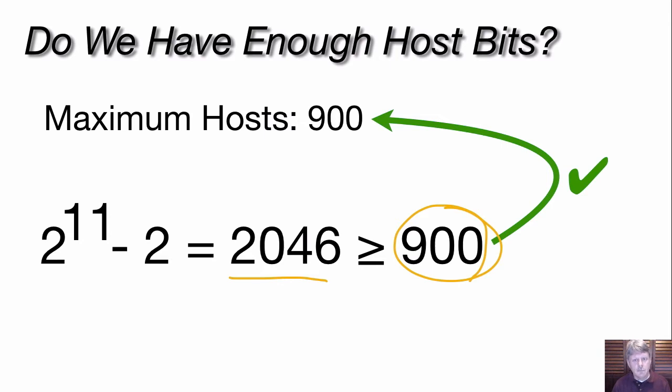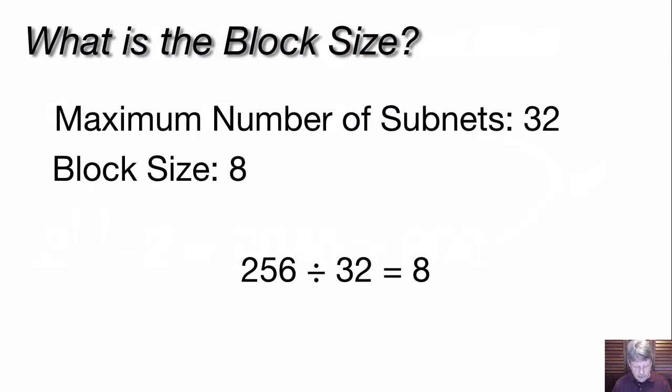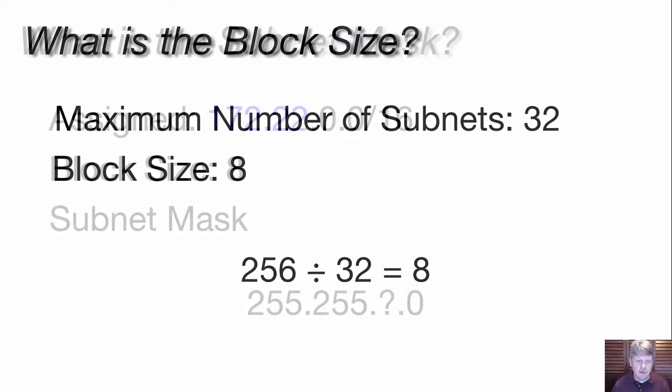Next step, block size. So we know that we have a maximum of 32 subnets based on those 5 host bits that we borrowed. If we divide that 32 into 256, we get 8, and that's going to be our block size. With that, we can now figure out our subnet mask.